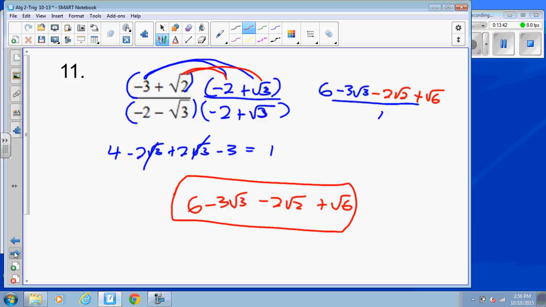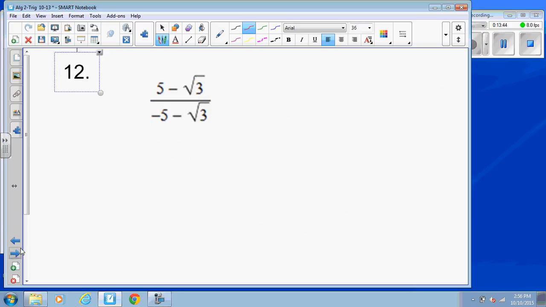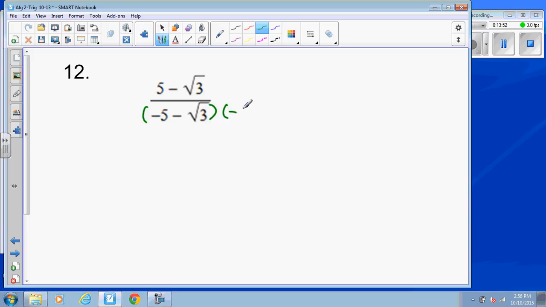All right, the last one. For this one, the binomial would be negative 5 plus the square root of 3. Again, remember the first one doesn't change, second one does. And that's negative 5 plus the square root of 3.